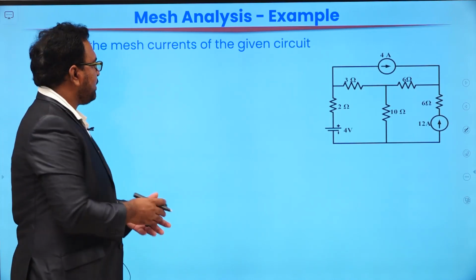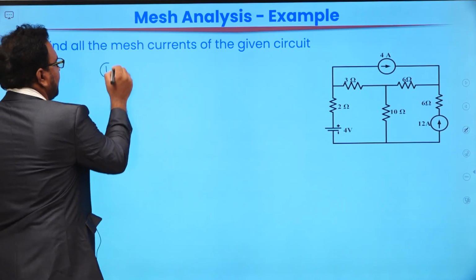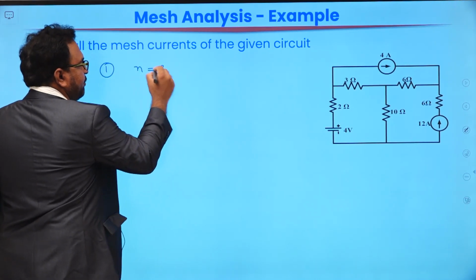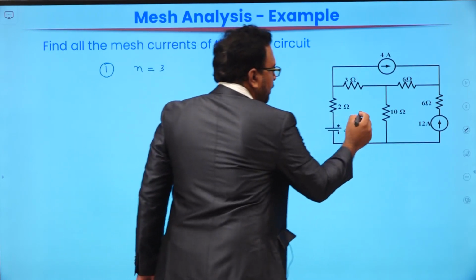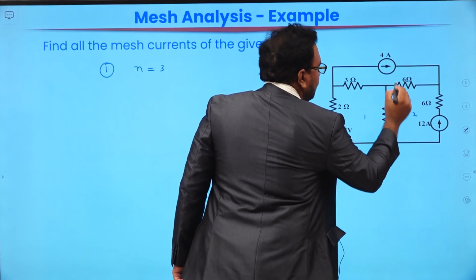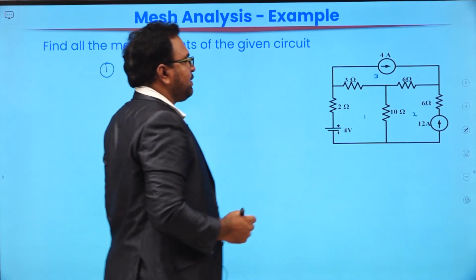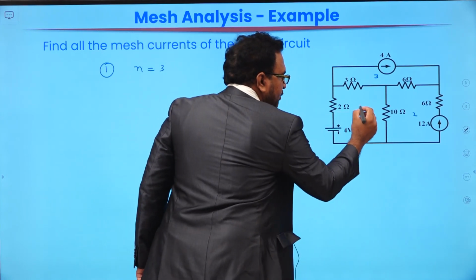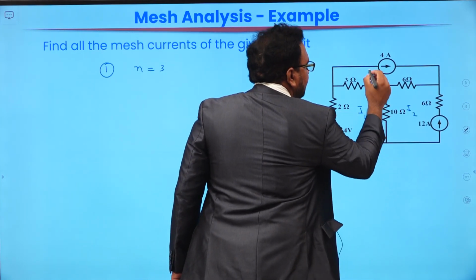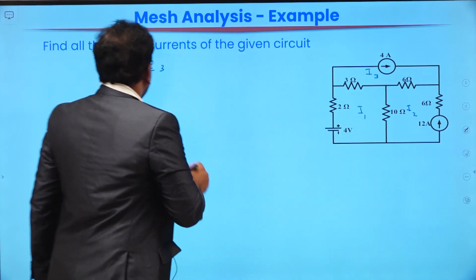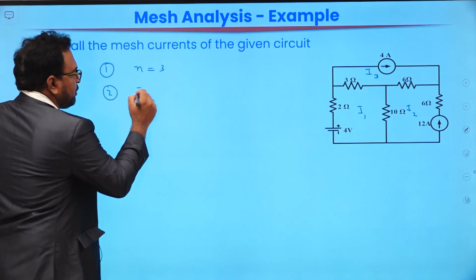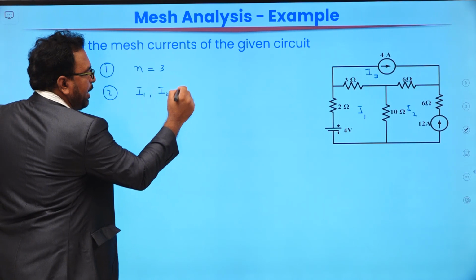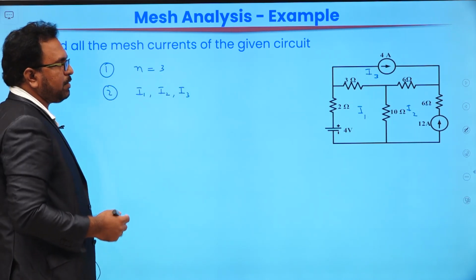How many meshes? What is the first step? You have to identify the number of meshes. Here, the number of meshes is 3. So there are 3 meshes, 1, 2 and 3. The second step, you have to assign the mesh currents. In the second step, you are going to assign the mesh current variables, I1, I2 and I3 are the mesh current variables.